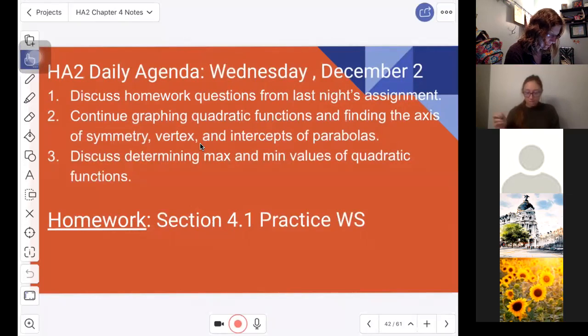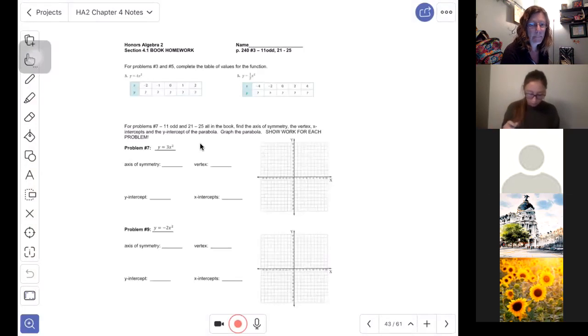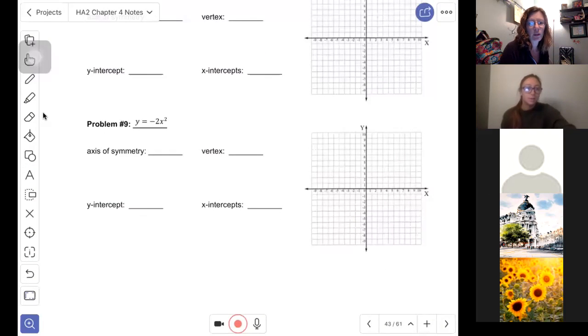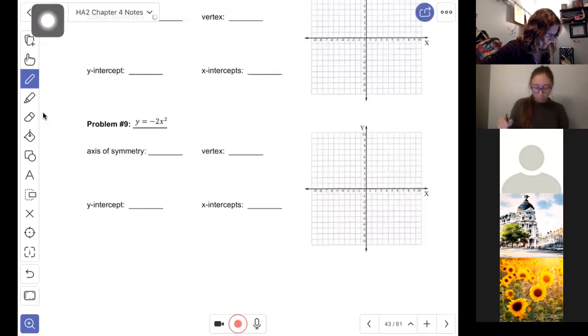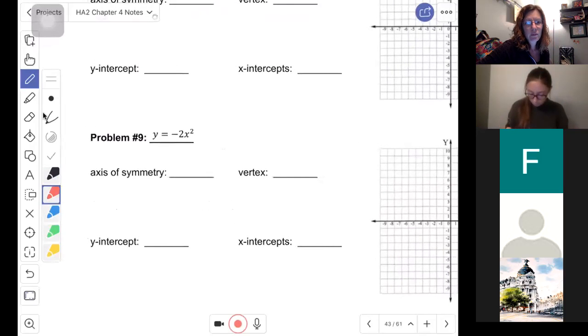All right, so go ahead and get that homework out from last night. I want to look at number 9 to start with. So this problem was y equals negative 2x squared. Our first thing that we're finding is the axis of symmetry. Faith, can you tell me how we are finding the axis of symmetry? You can do negative b over 2a. Yes.